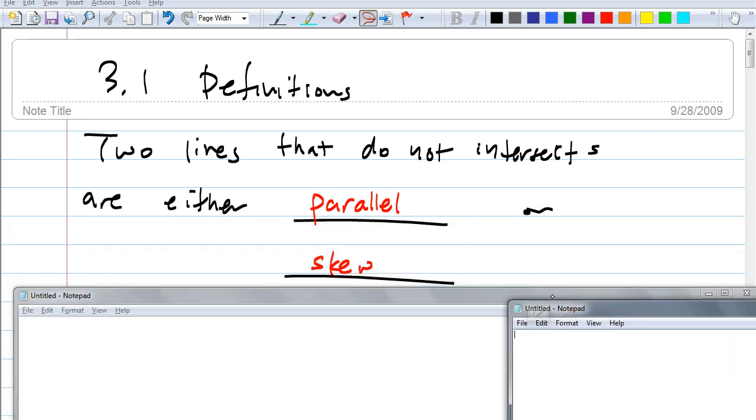So we're going to give you the definition for each of these. See if you know what the differences are. Does anybody already know what they are? Not quite. Okay, write this down first. If you have two lines that do not intersect, they're either parallel or skew. We're going to define these carefully so we can figure out the difference.